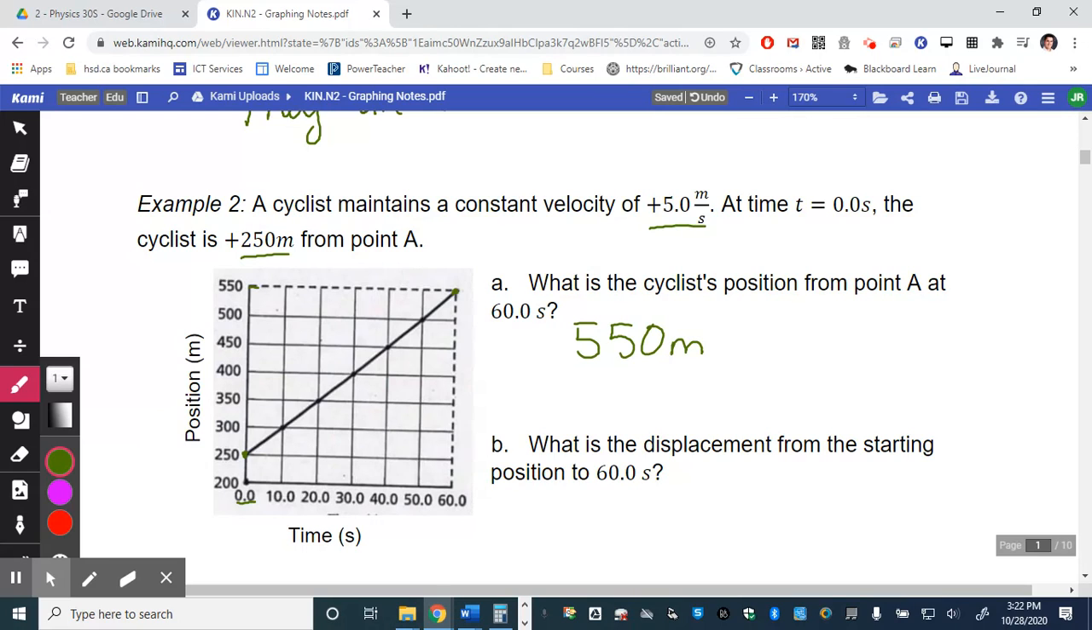Okay? So how do we get that? We looked at 60 seconds and we found the line. The line was traveling here, so we found where the line that we care about, the green line, intersects with 60 seconds, and that's right here. And we think, well, what's the cyclist's position? The position is displayed on the left side of the graph. So time is on the bottom, and what's the corresponding position? That would be over here, 550, and the units would be meters.